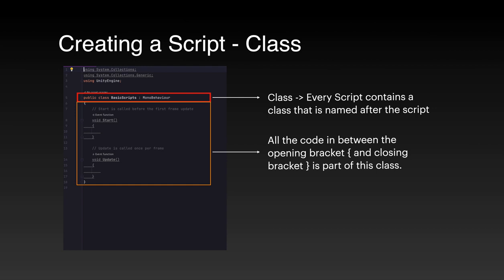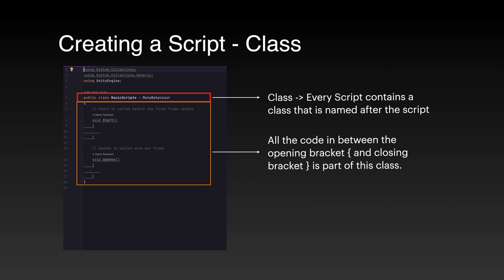So this is a class. Class means every script contains a class that is named after the script. So it's very easy, right? A public class, and our class name is BasicScripts, and we are getting it from MonoBehaviour. Then we have curly brackets. Everything inside this section will be under this class. All the code in between the opening bracket and closing bracket is part of this class.